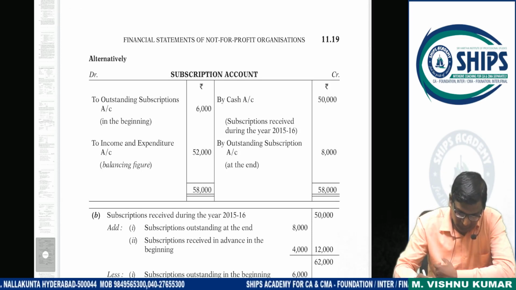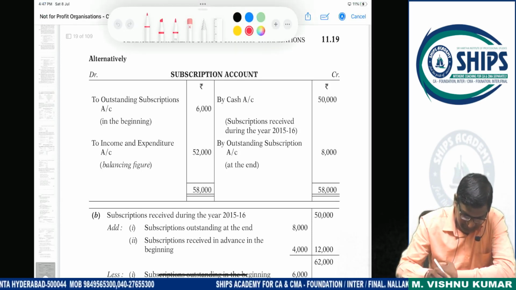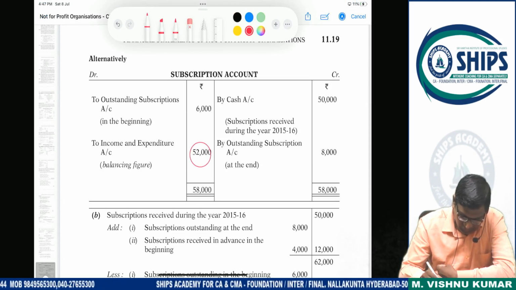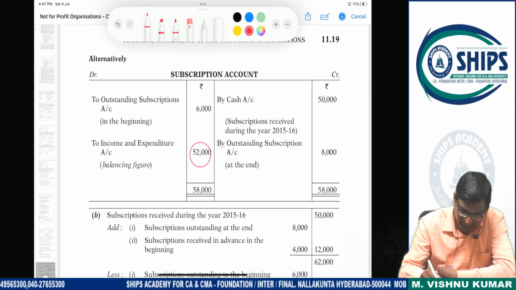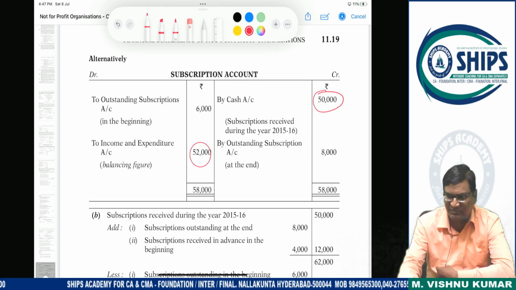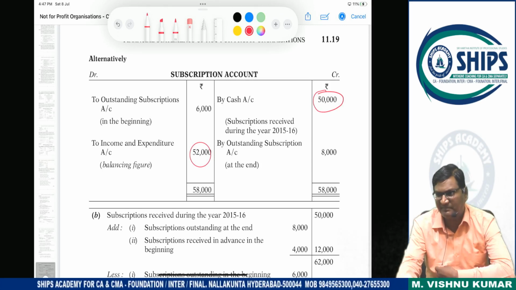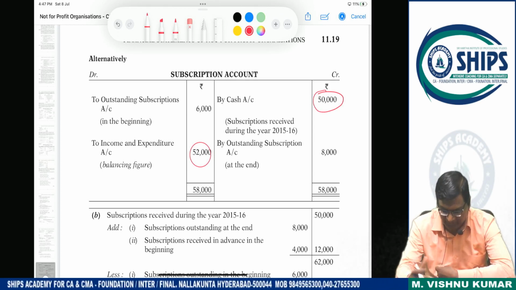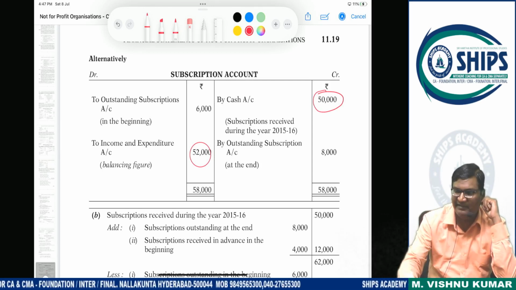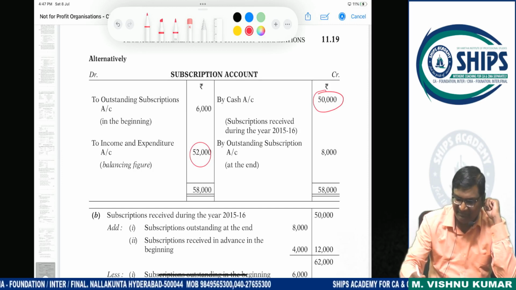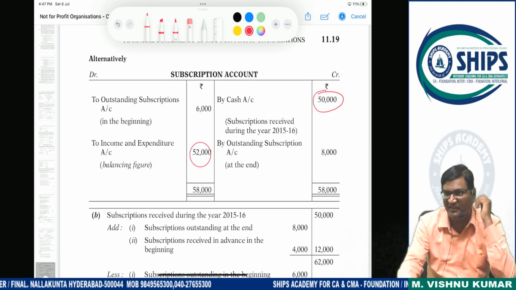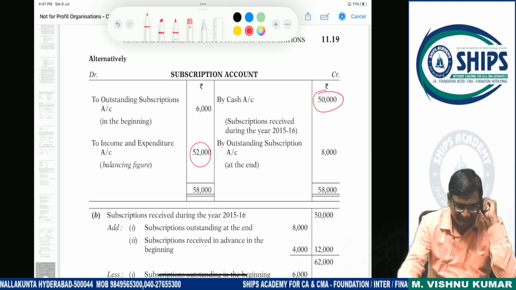If you want to calculate subscription as per the income and expenditure account, it will come here. If you want to calculate how much subscription received, it will come here. Entries will be the same, entries will not change. I have given a very exhaustive format. I gave you all the entries: outstanding beginning and end, received in advance beginning and end, cash credit, income and expenditure balancing transfer to account. Everything I have given clearly. Check that.